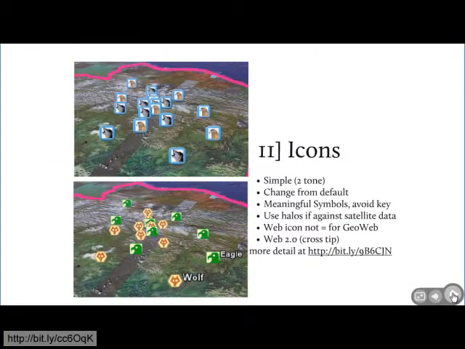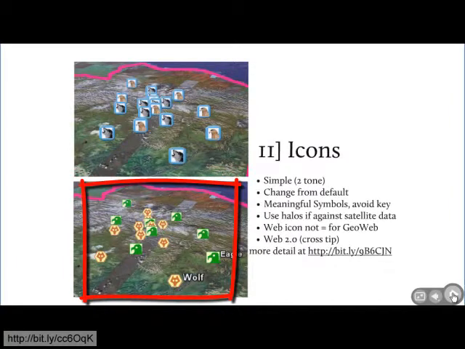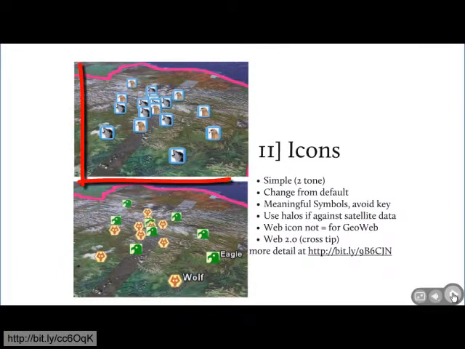Okay, tip 11, icons. Again, coming back to the keep it simple rule. The two-tone icons on the bottom are my version of a project that I found that I've got in the screenshot at the top. And change them from default anyway. You've got to use your own icons to represent whatever you've got on your map.